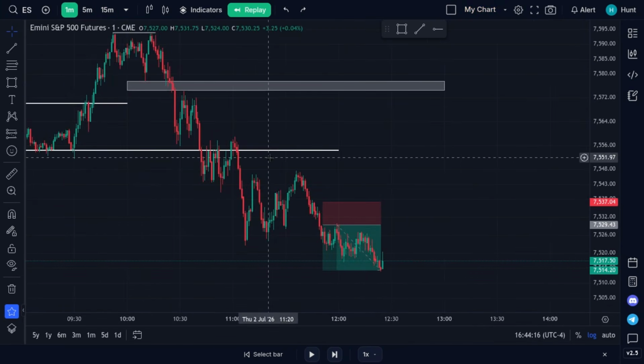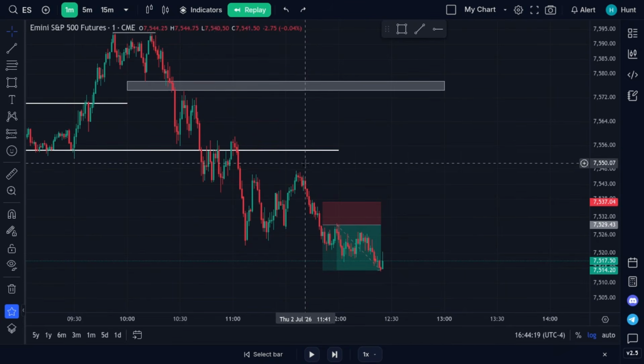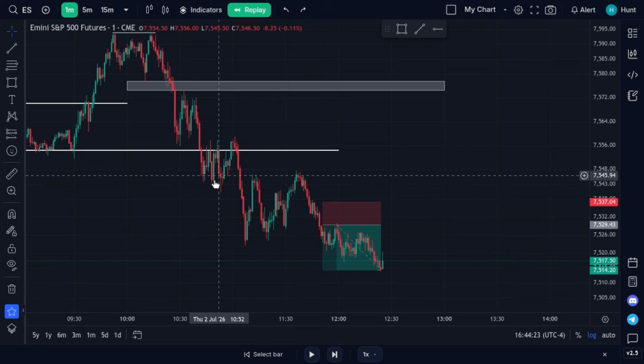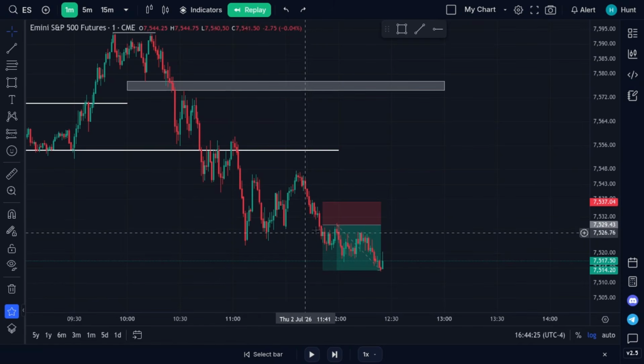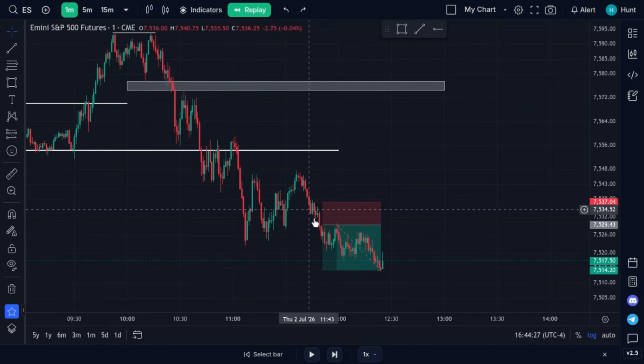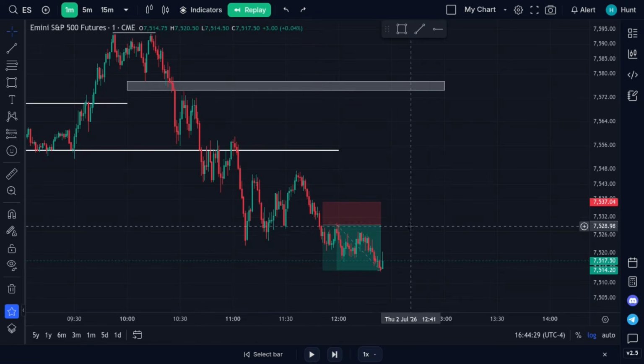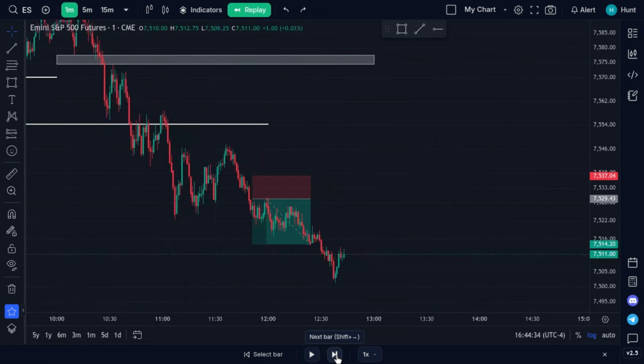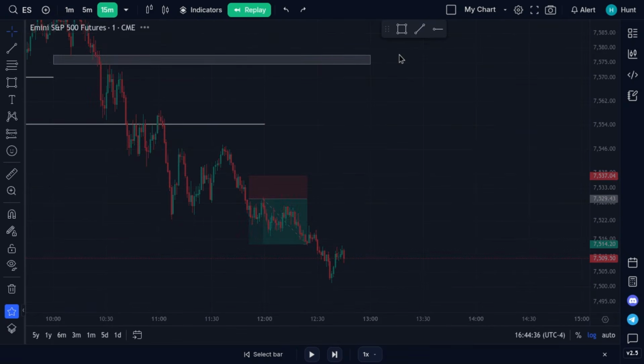Because remember, originally we were aiming for up here, however it did not reach up there. Then price was bearish again because we broke under this low on the 15-minute. So then we just looked for price to go lower, give our entry model, and then we took our entry model and it went lower. So, and then it went even lower. So that was about it.